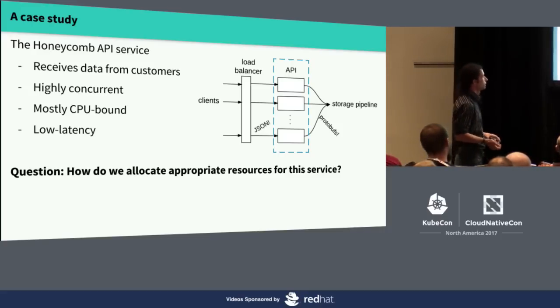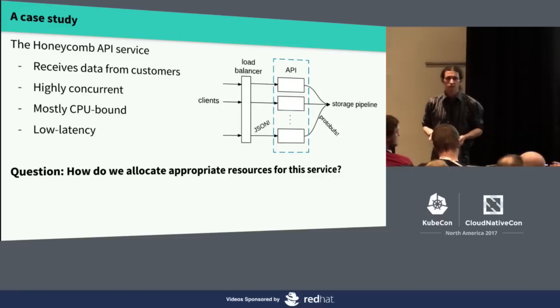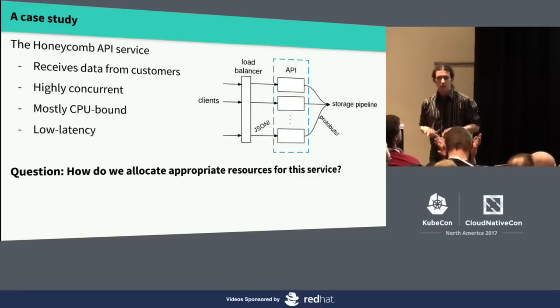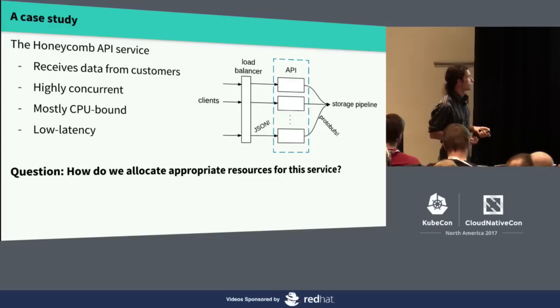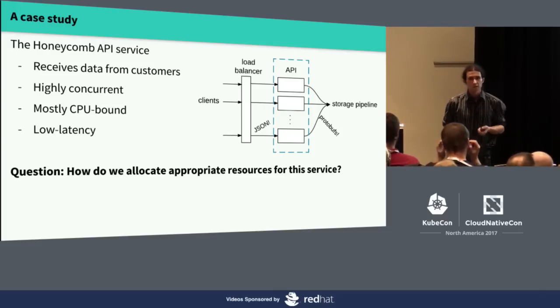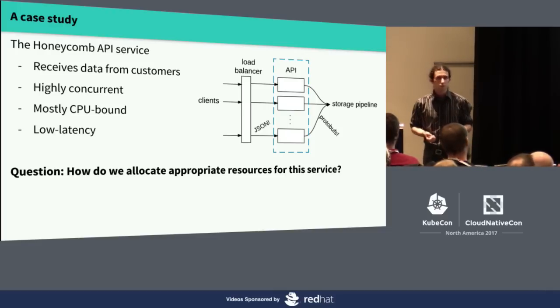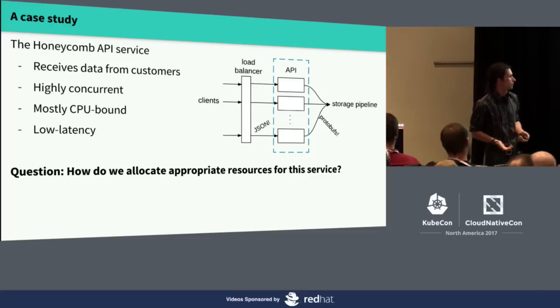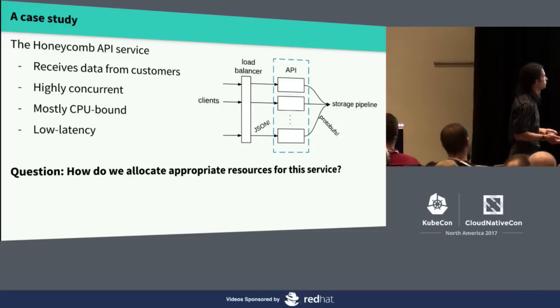It's user-facing. In our case, it receives ingestion data from customer infrastructure, kind of a lot of data. It's stateless, highly concurrent, runs across many servers. It's mostly CPU bound, and it's supposed to be low latency, which for us means target latencies in the single digit millisecond range at worst. So we currently run this thing on EC2. We could run it as a stateless service on Kubernetes as well.